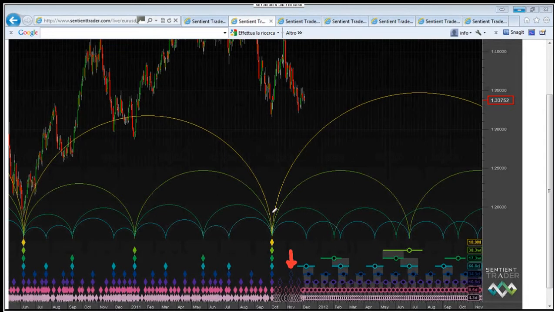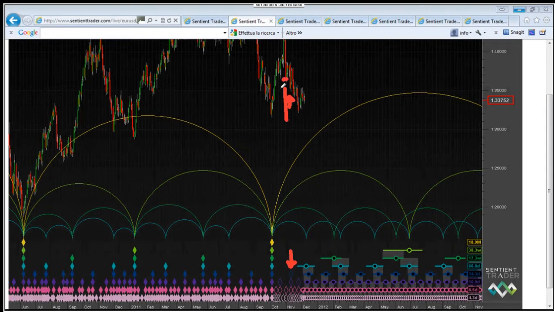So since then, Sentient Trader has found a 40-day trough over here. I don't know if you can see that in early November. But I'd like to point out that the positioning of that 40-day trough is, where is it? It's over here actually.